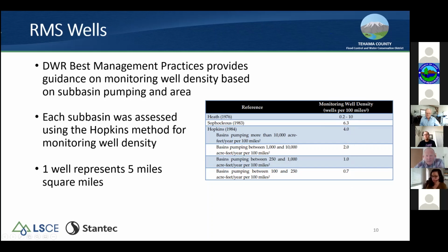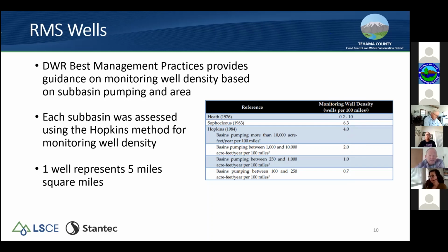But really, we're looking at anywhere from 2 to 5 wells would probably meet the minimum requirements, based on this BMP that DWR had put together for a basin the size of Big Valley. So that's where we came up with that 6 to 8 number. And so again, nothing's been decided, but one well represents about 5 square miles. That's kind of how we've come up with it.